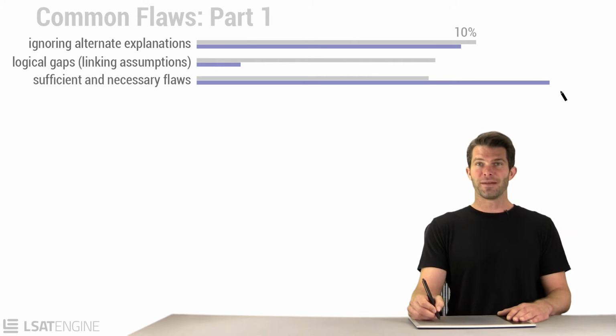Flaws involving conditional statements are the most common types of flaws on more recent LSATs, and they usually show up as the converse fallacy or the inverse fallacy. So let's take a second to refresh on both of those.